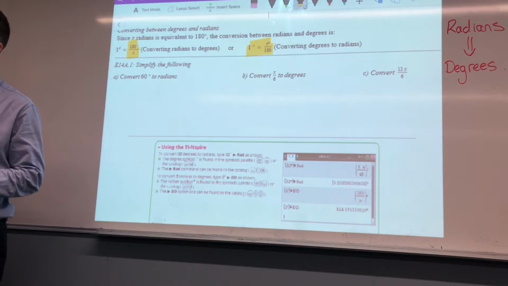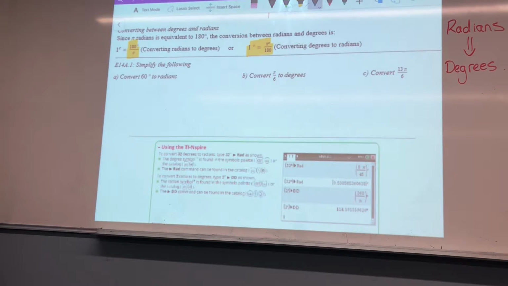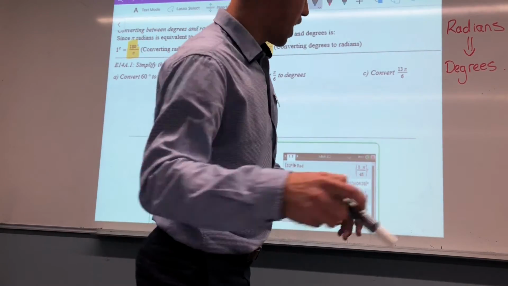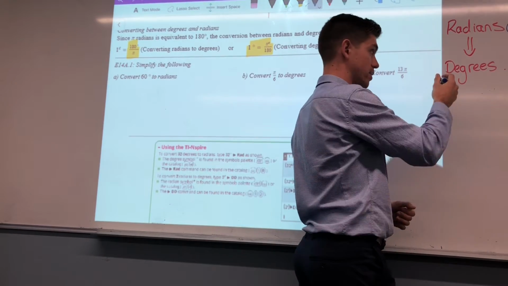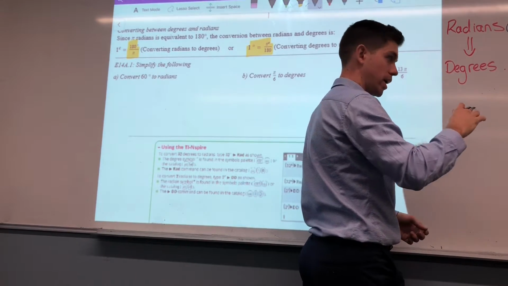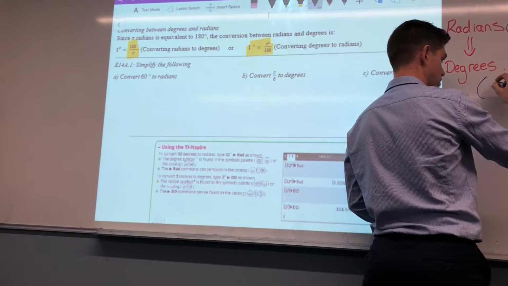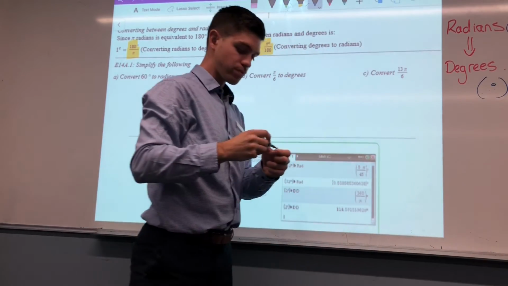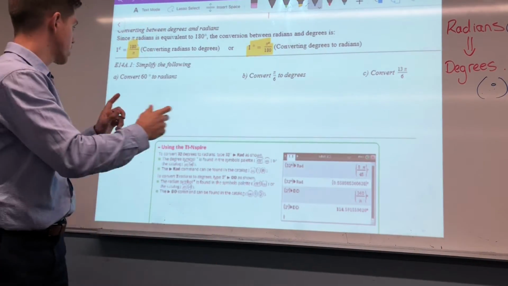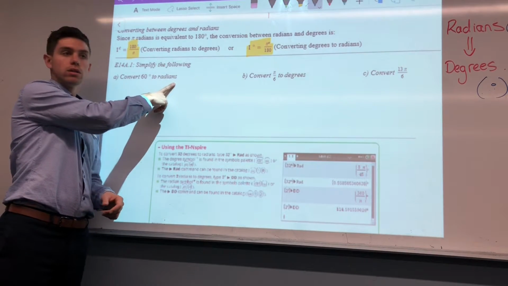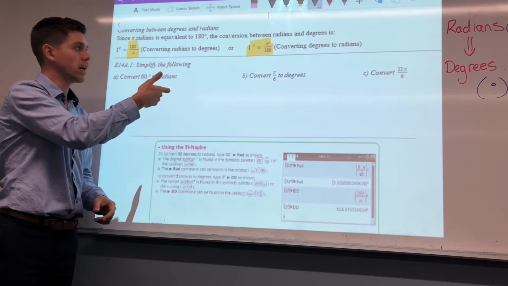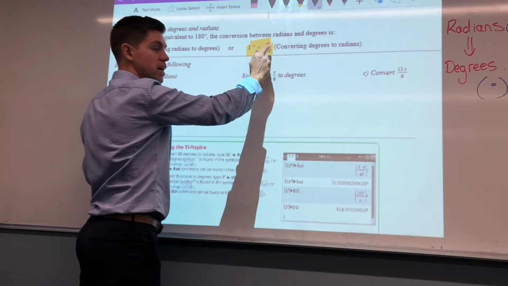A really handy way to think about it is that our radians, we always want to have in terms of pi. And our degrees, we don't want any pi in there. We just want to have in terms of degrees. So when we're thinking about the conversion factor, if we're converting 60 degrees into radians, we want that now to have a pi in there. So we're multiplying by the factor which has a pi at the top.